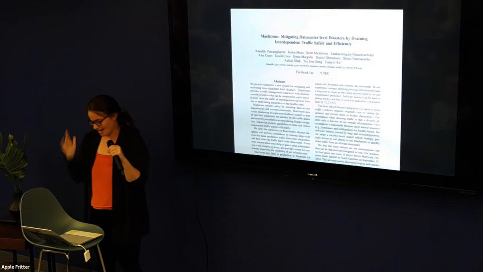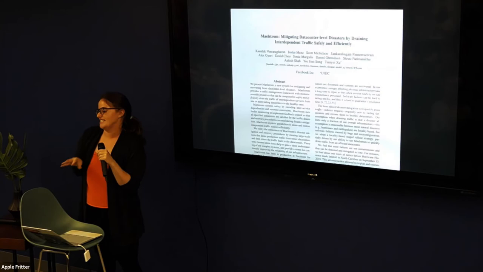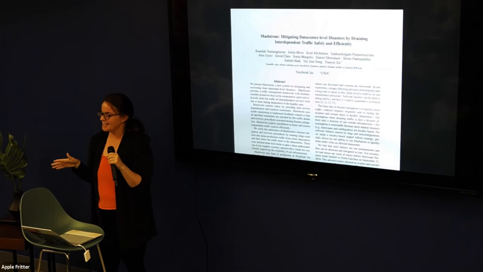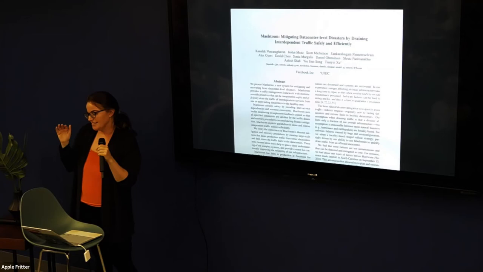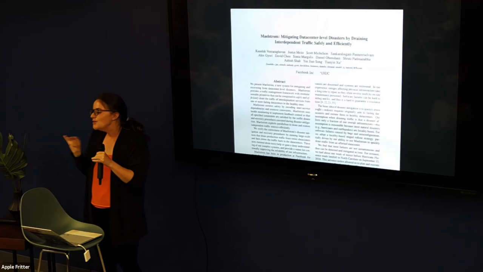Maelstrom, I don't even know how to pronounce this. The first paper covered software bugs in general. This covers natural disasters, because that's super common as well. This came out of Facebook, and I find it fascinating because in theory, this is a simple problem. They're using this for when a data center gets hit by a hurricane or something, and it's drain all the traffic and then move it to another data center. In theory, that's a simple problem, but it turns out to be really complex and pretty cool.